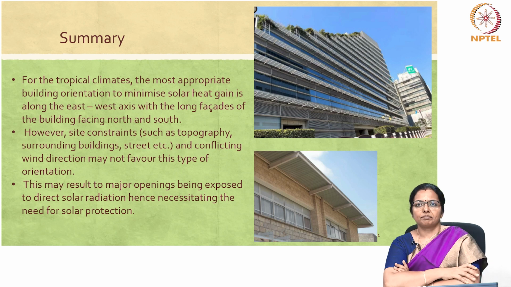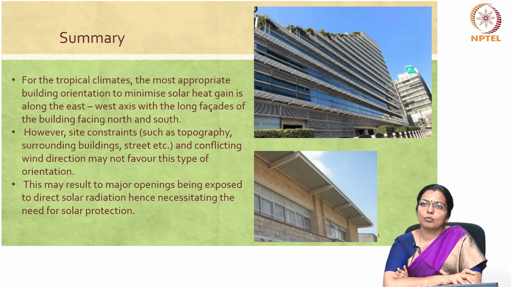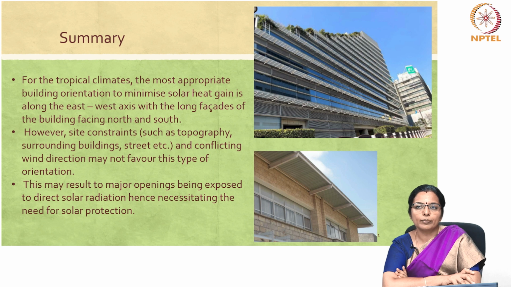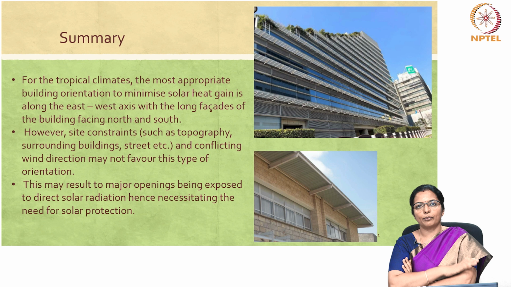To summarize, for the tropical climates, the most appropriate building orientation to minimize solar heat gain is along the east and west axis with the long facades of the building along north and south. However, site constraints such as topography, surrounding buildings, streets, etc. can conflict with wind direction and may not favor this type of orientation for the wall as well as windows. This can result in major openings being exposed to direct solar radiation. Hence, there is a need for solar protection.